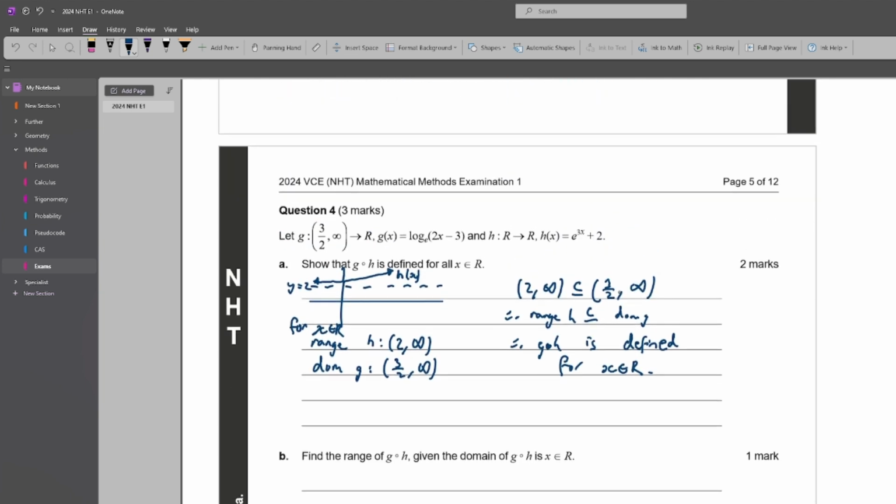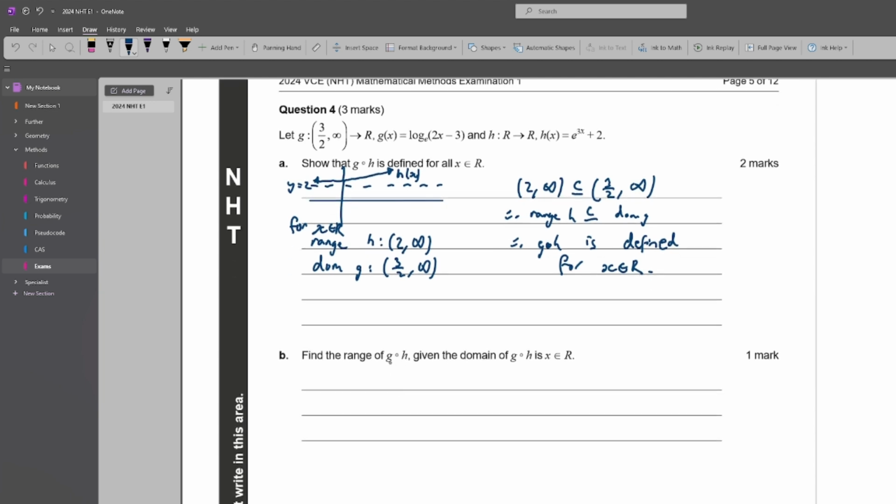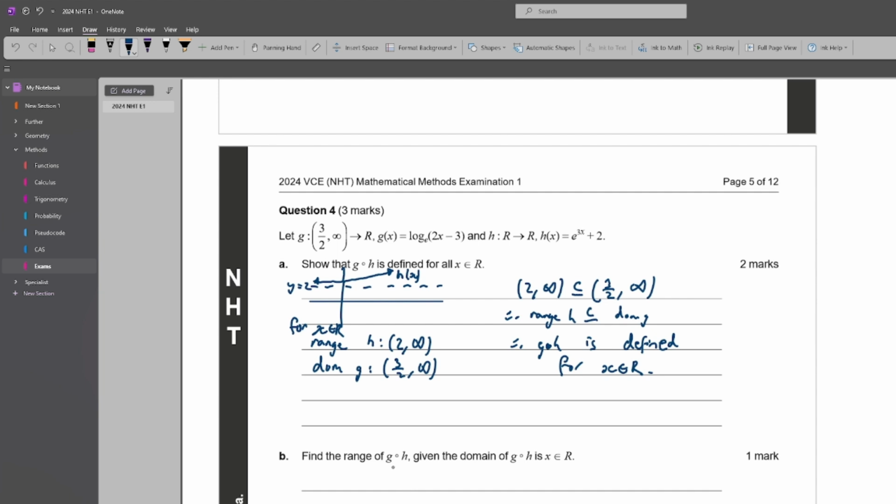Find the range of g of h given the domain of g of h is x belongs to R, which is what we just said it is. Okay, so there's two ways of doing this, two kind of methods. I'll talk about the one that I don't prefer first, and then I'll show you the one that I prefer. The one that I don't really like too much is just going ahead and finding g of h. So h is the inner function, put this function inside the log function. So you get log e and then 2 times this, and then minus 3.